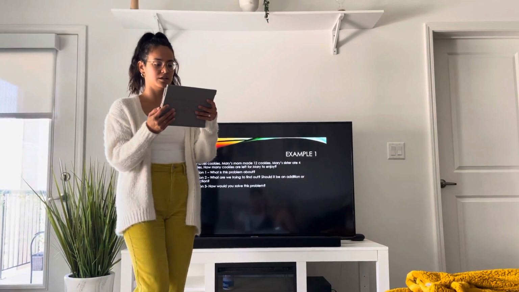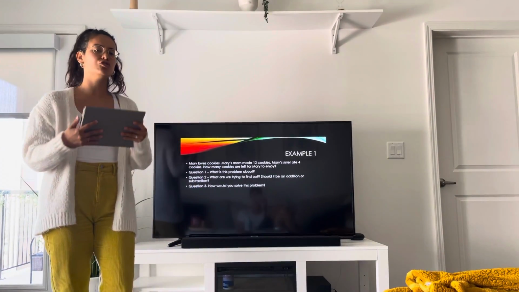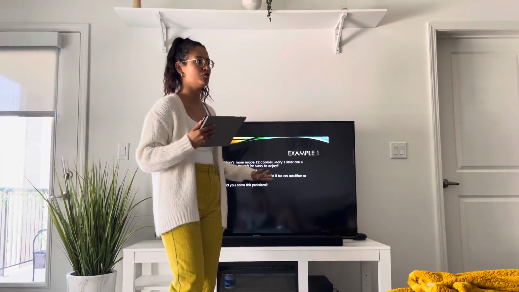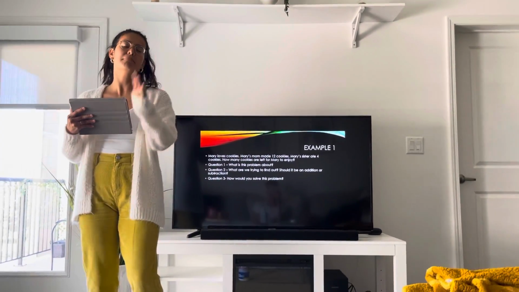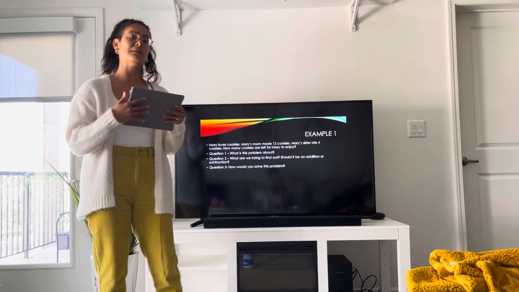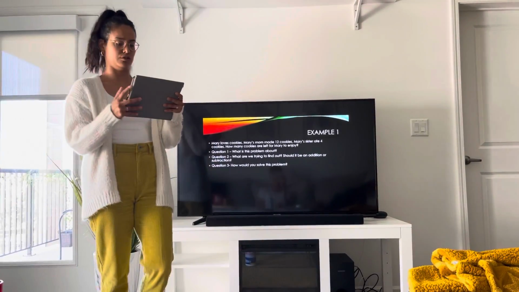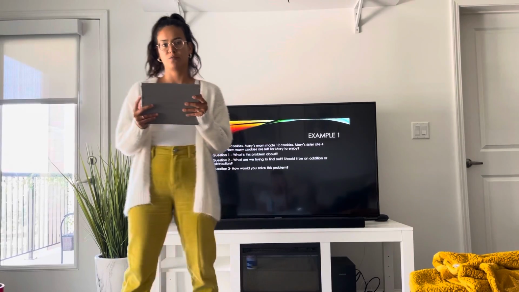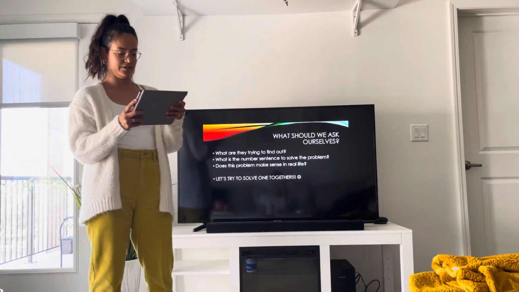Okay, subtraction. Now, how would you solve this problem? That's another question we might ask. What method could you use? What manipulative method could you use? We just talked about it here. Do you remember?